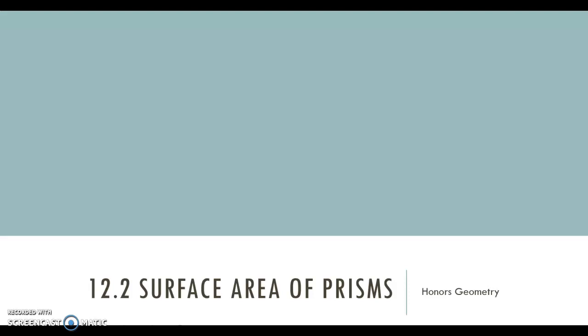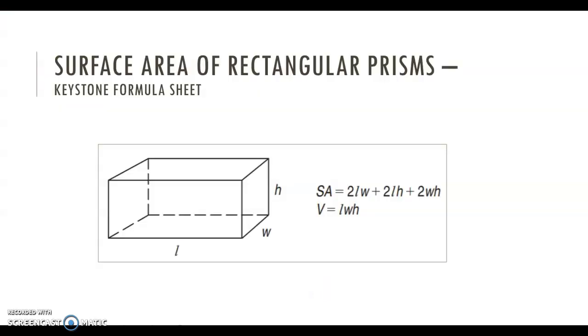So surface area, when you think about surface area, you are looking at the area of all of the surfaces of the object. So it's going to be multiple areas of this three-dimensional object. So on the Keystone formula sheet that we've already been referring to, there are surface area and volume formulas listed there. So this is the first one.